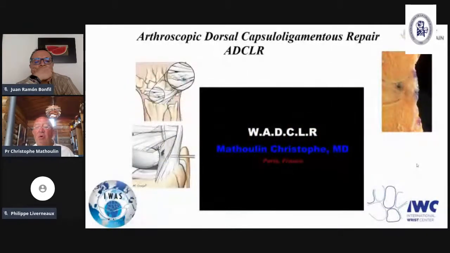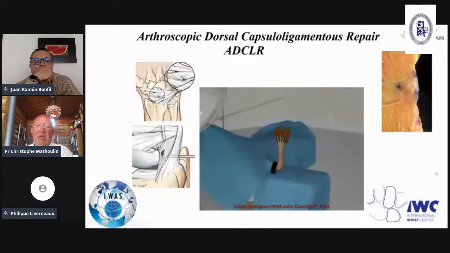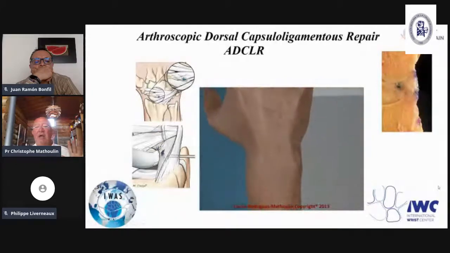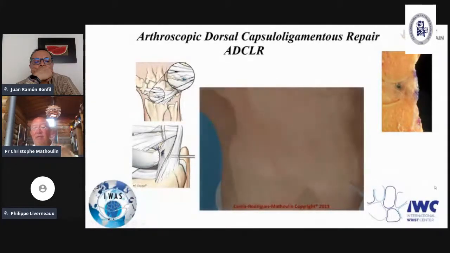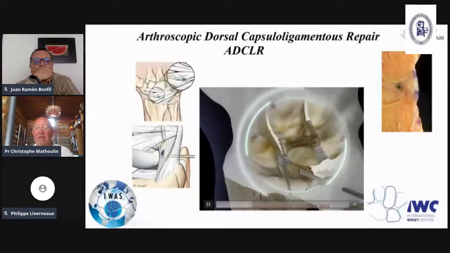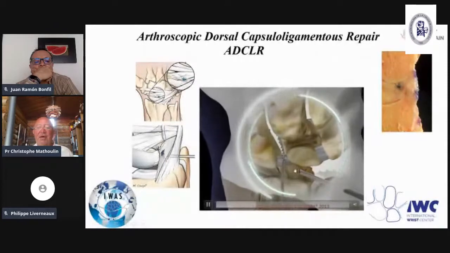So this small video is to summarize the principle of the technique. The arm lies on the table, with the forearm extended and the wrist in extension by a special device. You can choose what you want. You enter by the 6R portal. You see the two sutures.